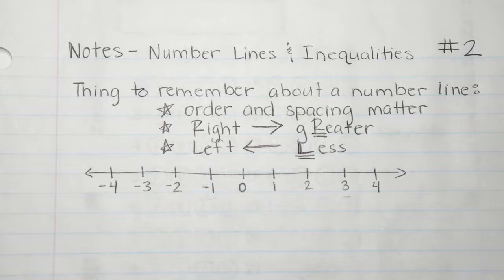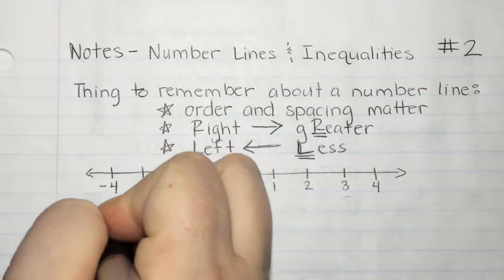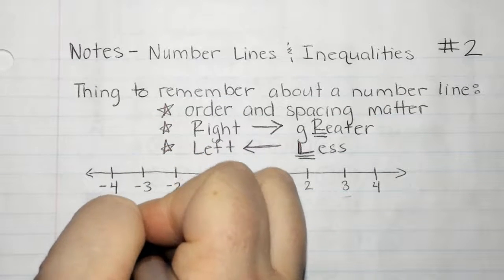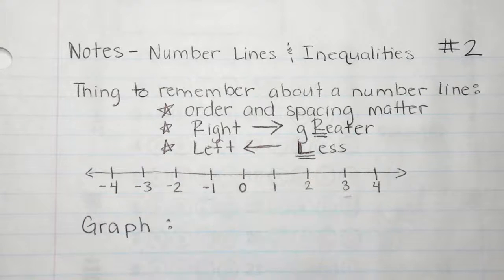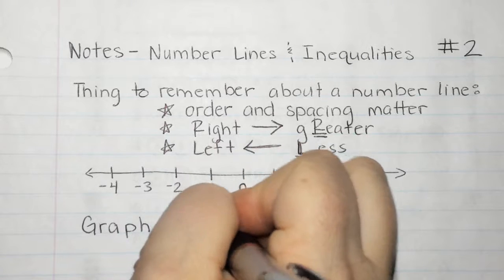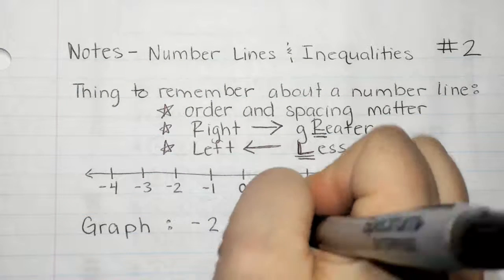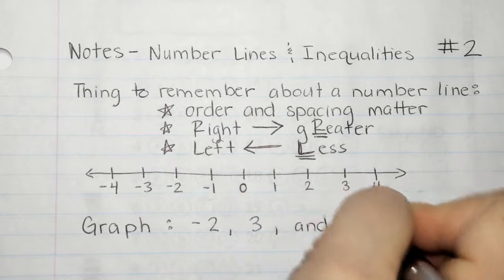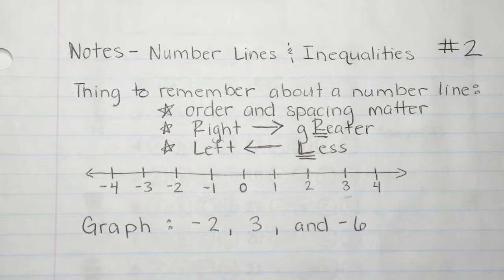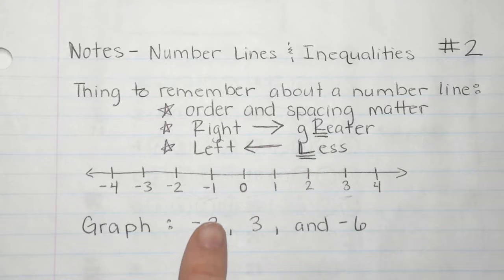Okay? The other thing, and I actually want to write this down because it's super important, is that we have to be able to graph some positive and negative numbers. So let's say I wanted to graph negative 2, 3, and negative 6. Now, this is really simple, but sometimes, because it's math, we like to try to make it hard. We don't want to do that, right? If I'm going to graph negative 2, can someone go up to the board and show me where that is going to go? Emily, come on, point it out for me.